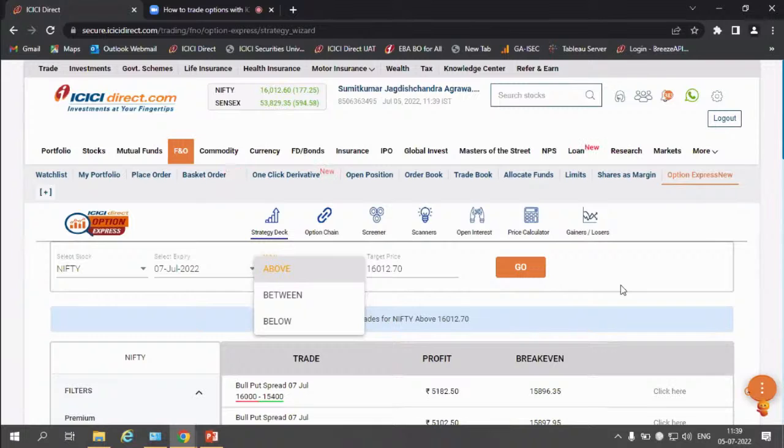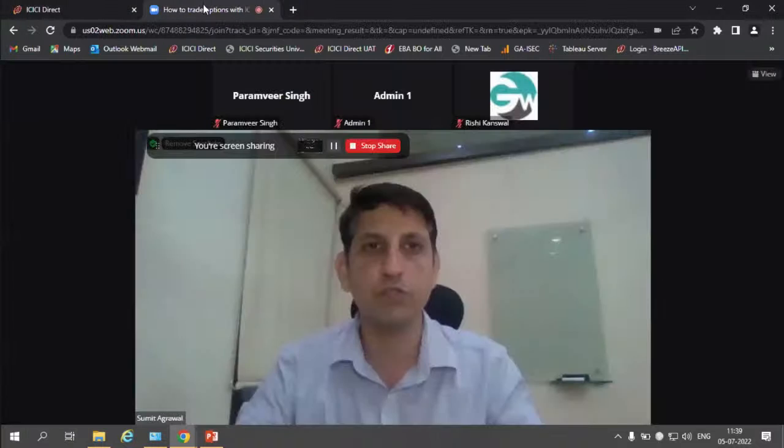And for options traders, you will need to go through each and every one of these tools in detail to understand them and make profitable trades. So next, I'm open to questions. If you have any questions, you can put them in the chat box, and I will take them one by one. So let me see if I have some questions here.